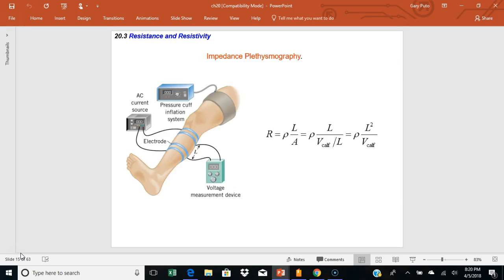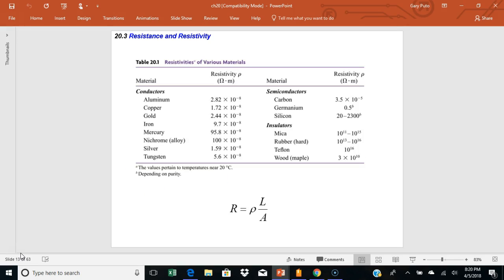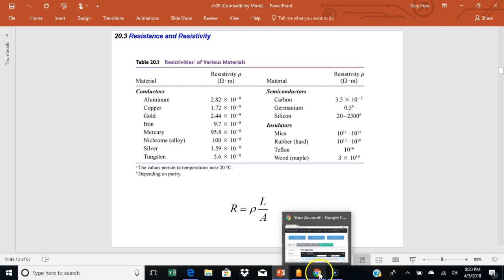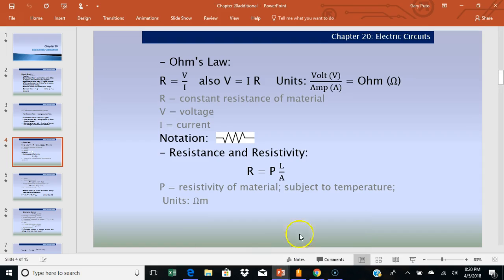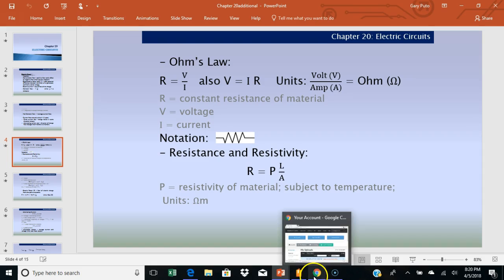If you look back at the resistivities of various materials, you note at the bottom, and I've got it right here, that the resistivity of the material is subject to temperature. Subject to temperature.